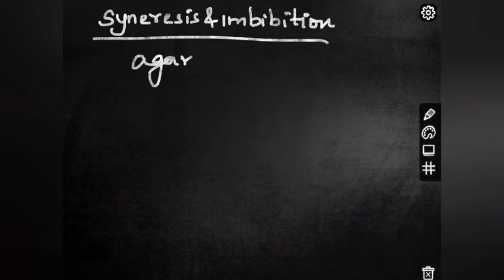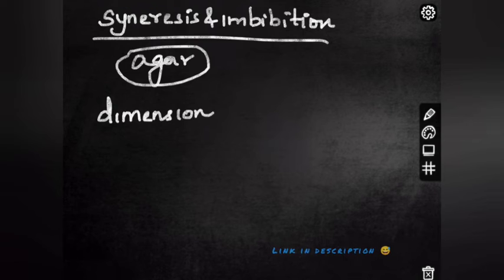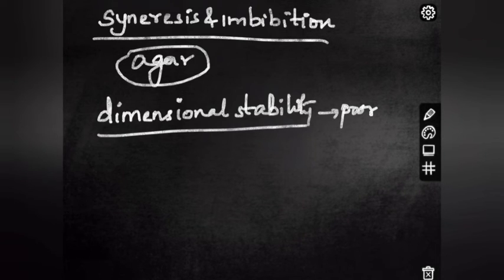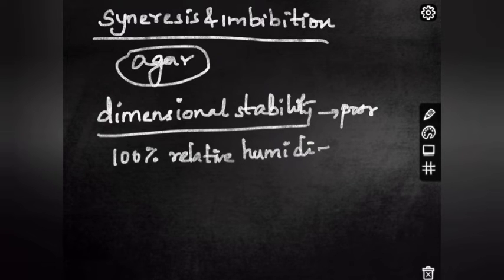And then next is syneresis and imbibition. This is already discussed along with agar. If you have missed the video, I will attach the link in the description. Please check the video. Next is dimensional stability. The dimensional changes are very high, so this material has poor dimensional stability. The cast needs to be poured immediately. If it cannot be done, it needs to be stored in 100% relative humidity so that the dimensional changes are decreased.